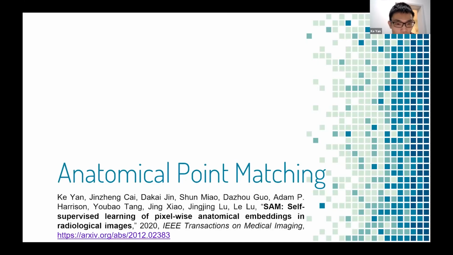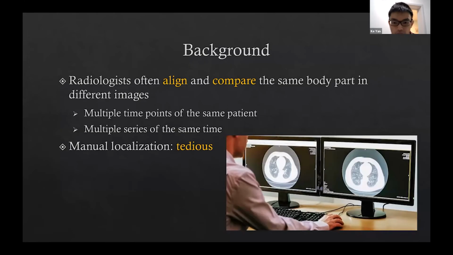And the next topic I want to introduce is anatomical point matching. This paper has been published in IEEE Transactions on Medical Imaging. So the background is that radiologists often align and compare the same body part in different images. For example, they may have 2 images of the same patient, and the doctor wants to compare the same part of the 2 images. So we want to train an algorithm to do this automatically.